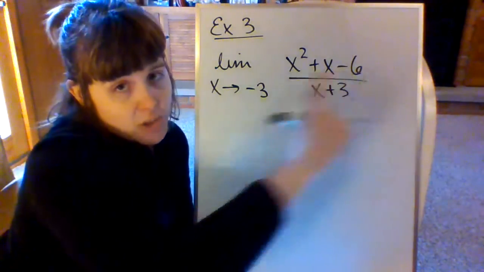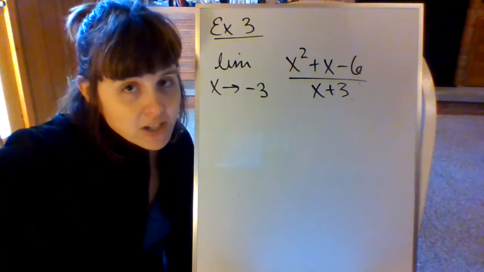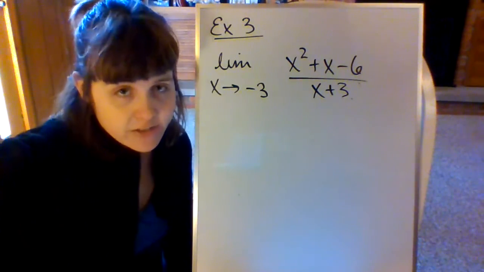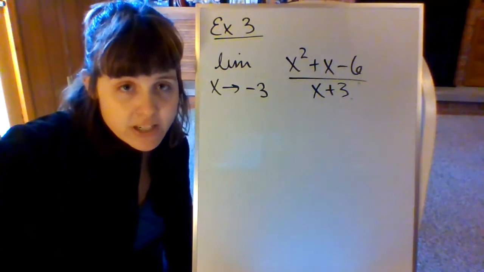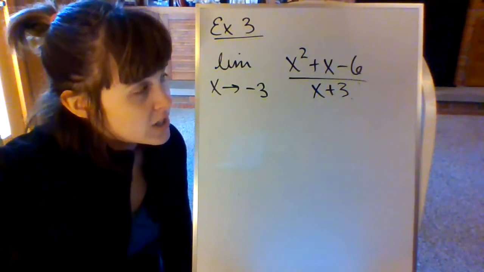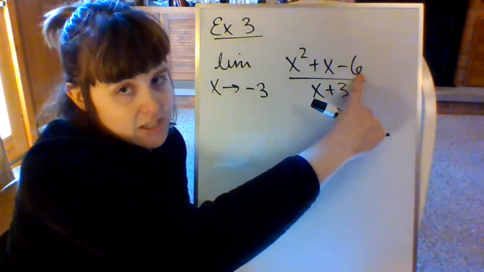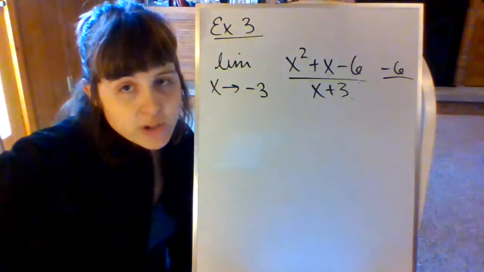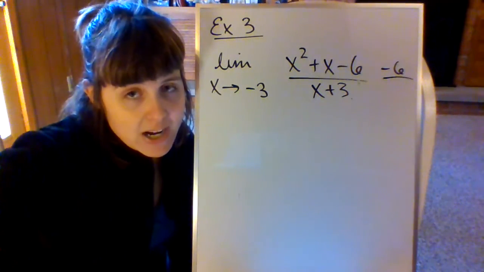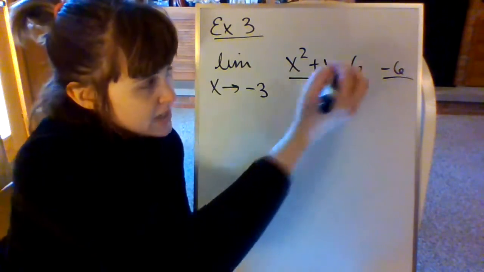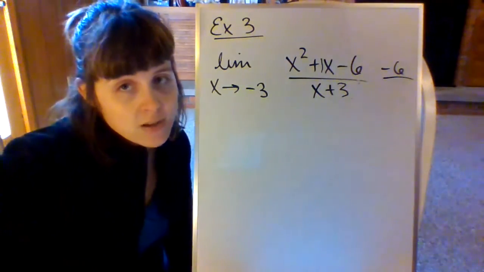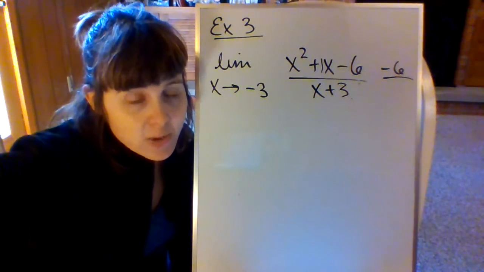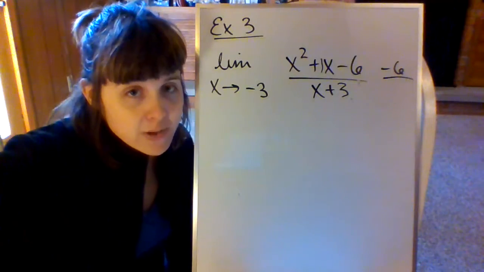So this is a trinomial on the top. With a trinomial, you have to check if there's a number in front of x squared or not. There's not a number there, so it's implied that it's 1. So we're going to take 1 times negative 6, which is negative 6, and think about what could you multiply to get negative 6 that would add together to be 1, because the middle term here is a 1. I'm going to say that again.